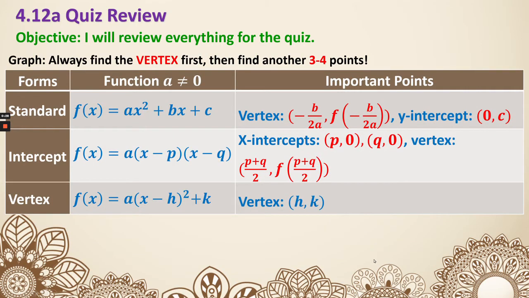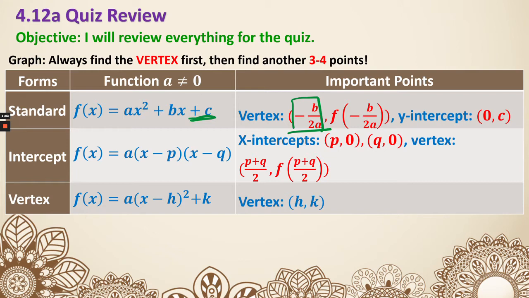Here's a look at all three different forms: standard form, intercept form, and vertex form. Standard form, f of x equals ax squared plus bx plus c. We always find the vertex first, and the vertex comes from negative b over 2a. After we have that, we're going to plug it in to find the y-coordinate. The other point we always look for in standard form is the y-intercept. When you plug in 0, we're just looking at this last number, the plus c, that will give us the y-intercept, which is (0, c).